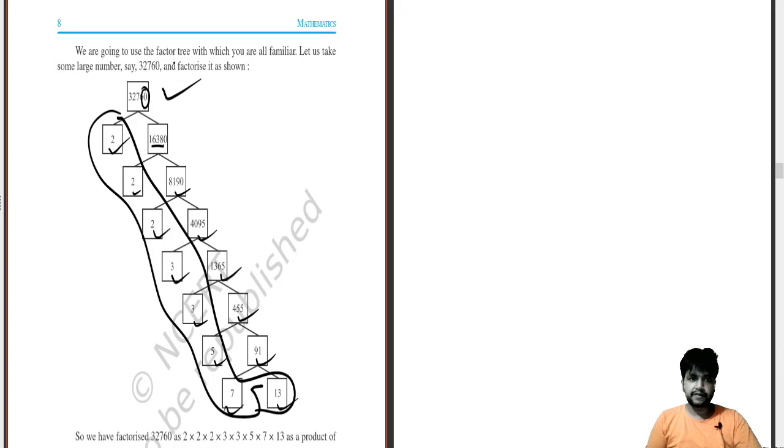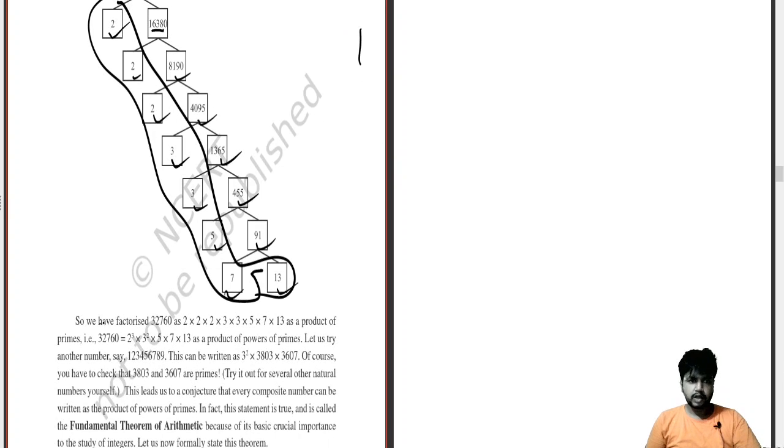We are going to use a factor tree with which you are all familiar. Let us take some large number, say this, and factorize it as shown. Now if you read over here, we have factorized this as a product of primes. See over here, this is the most important thing I wanted to show. They are the product of prime numbers. Okay, they are the product of prime numbers.